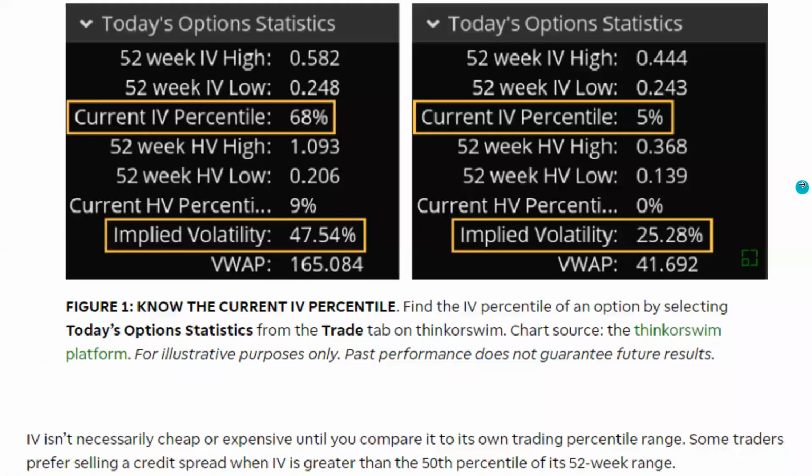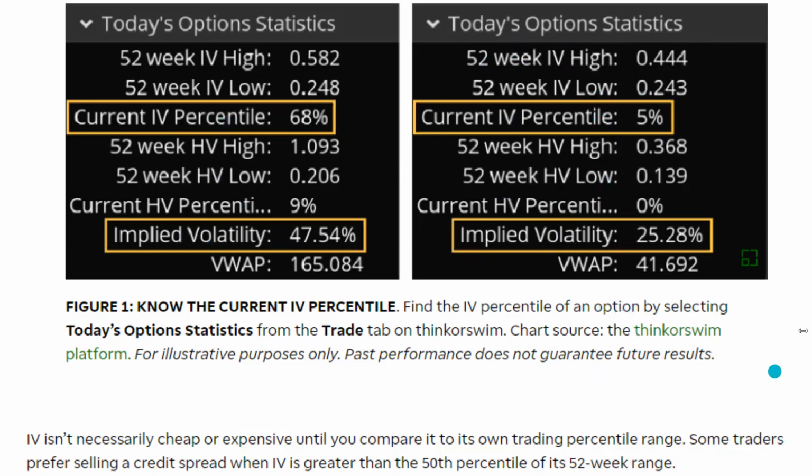That is my preferred platform, and we're going to go ahead and highlight in a figure here, knowing the IV percentile, right? So if you look in this figure you can know the current IV percentile, and you can find the IV percentile of an option by selecting today's option statistics from the trade tab on Thinkorswim, right? And so you can look at the current IV percentile, the implied volatility right here, under that today's option statistics, right? And you can see when they are low or when they are high.